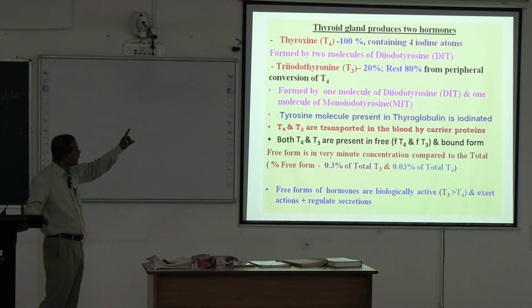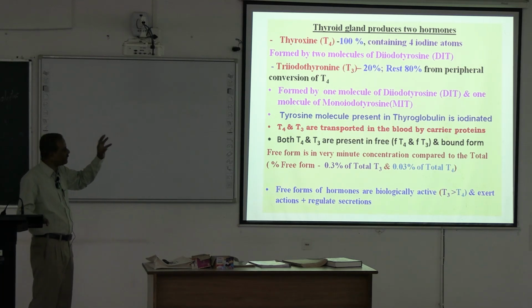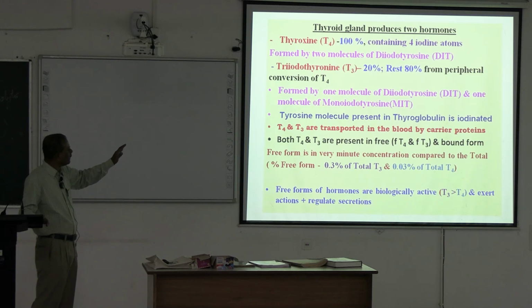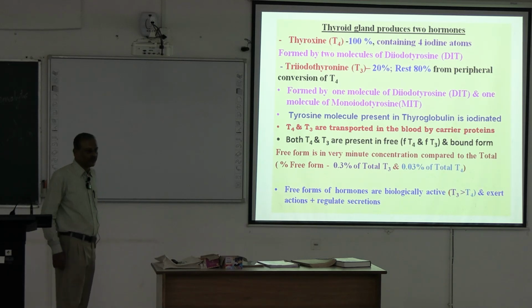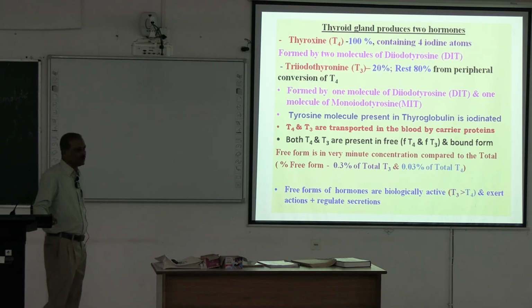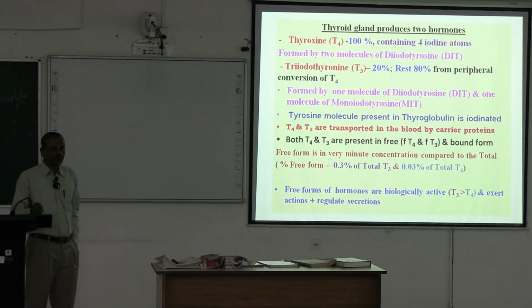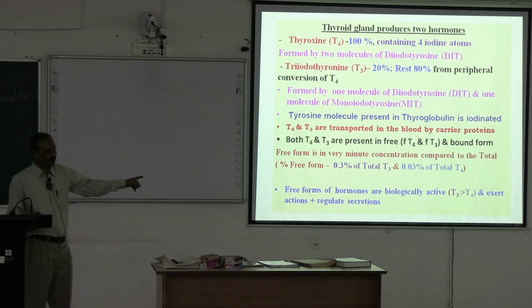Since triiodothyronine, T3, has 3 iodine atoms, it is produced by one molecule of diiodotyrosine and one molecule of monoiodotyrosine. And thyroxine, T4, has 4 iodine atoms and is produced by 2 molecules of diiodotyrosine. This is the minimum information you must have as a student. And it is produced from the iodination of tyrosine residues of the thyroglobulin molecule present within the thyroid colloid. I will explain.